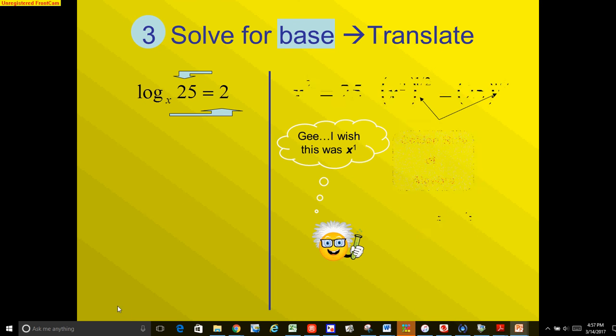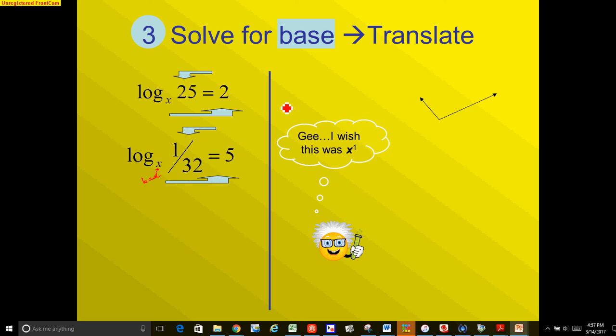Let's try another one. So, the variable is the base, so this is type 3, so I dipsy doodle. Write your base, doodle the exponent, I'm sorry, dipsy the exponent, look at me not keep my dipsy doodle straight: x to the 5th is 1 over 32.